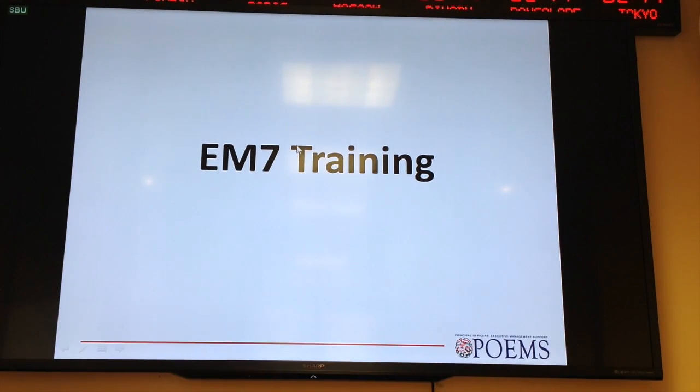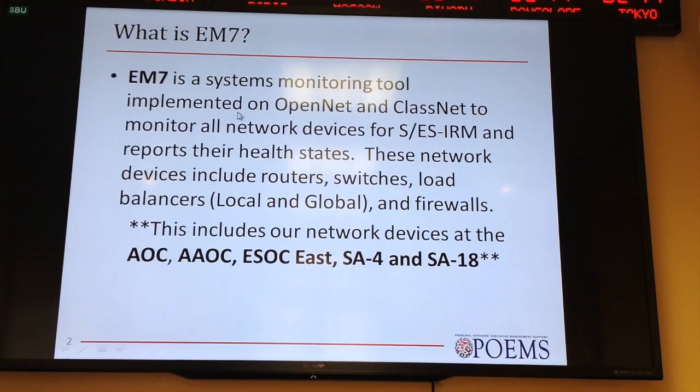Okay, this is EM7 training. EM7 is the tool that SES-IRM is using to monitor pretty much all the network infrastructure. This includes routers, switches, the F5 load balancers, both local and global, the local traffic manager and global traffic manager, and also the firewalls that are on the perimeter, OpenNet and ClassNet.